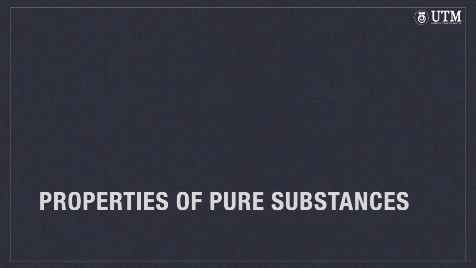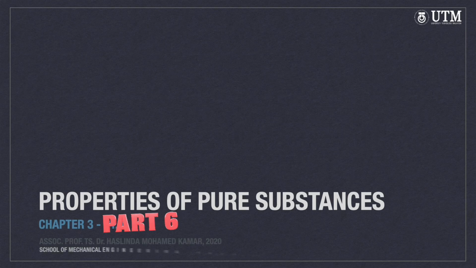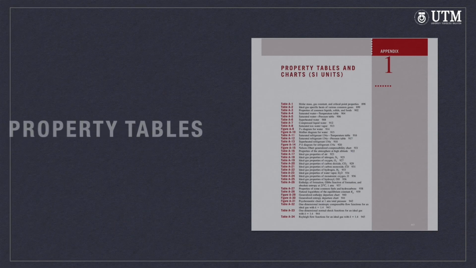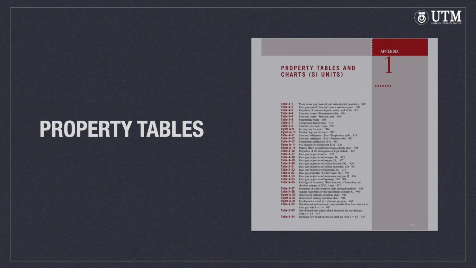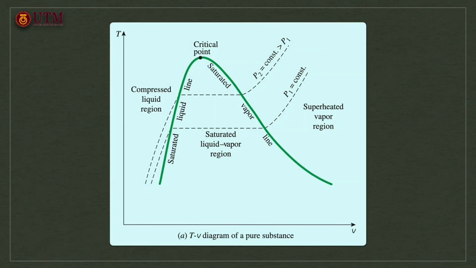In this presentation, I will demonstrate the procedures for determining thermodynamic properties of pure substances from tables of property data. Thermodynamic properties are frequently presented in the form of tables. The steam tables will be used to demonstrate the use of thermodynamic property tables. My explanation will be based on a TV diagram.